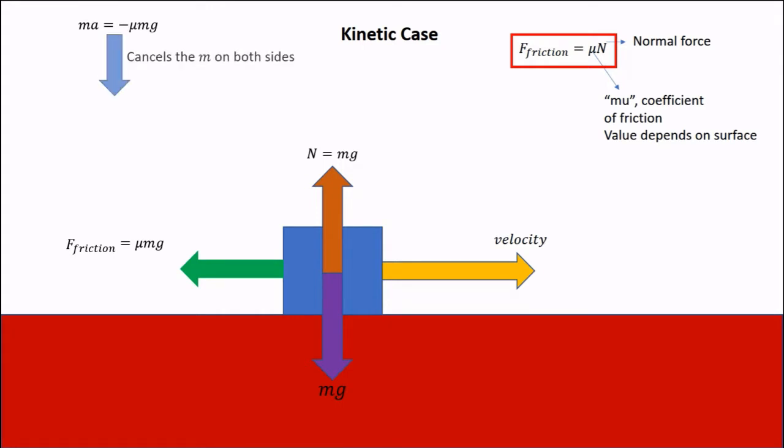We can now get rid of the m on both sides of the equation, and we are left with this. Acceleration equals negative mu times g. Notice that the mass does not play any kind of role in the acceleration in this case. That negative just means that it points to the left.